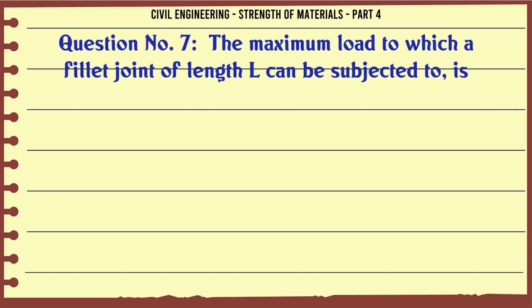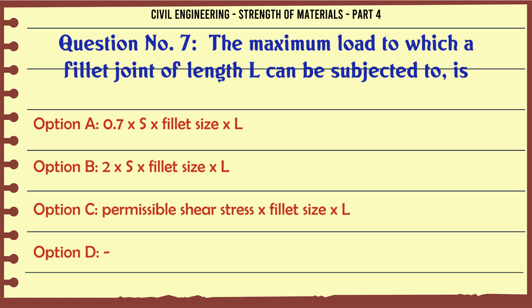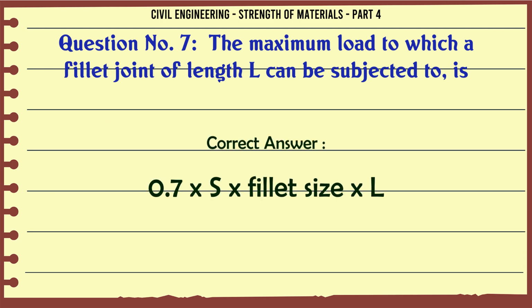The maximum load to which a fillet joint of length L can be subjected to is A: 0.7 x S x fillet size x L, B: 2 x S x fillet size x L, C: permissible shear stress x fillet size x L, D: none of these. The correct answer is 0.7 x S x fillet size x L.